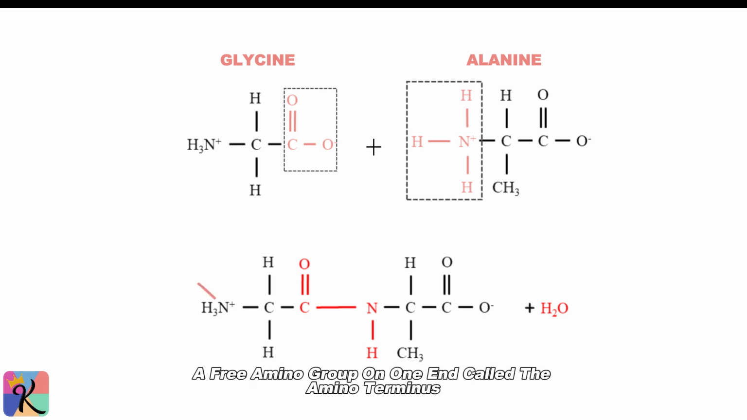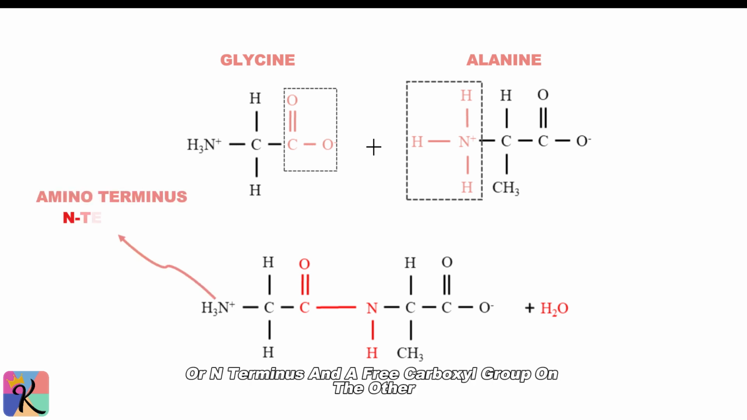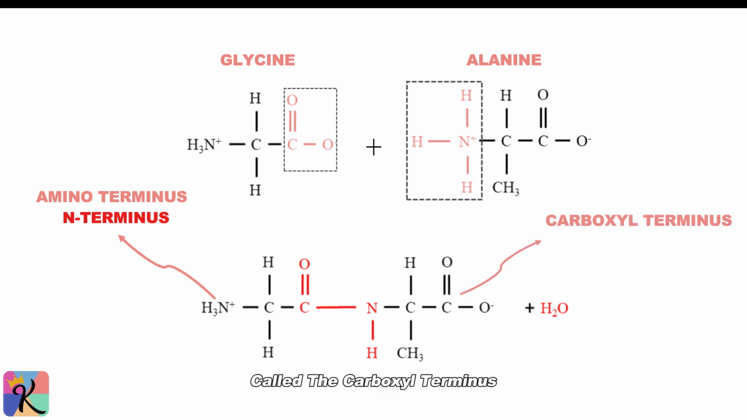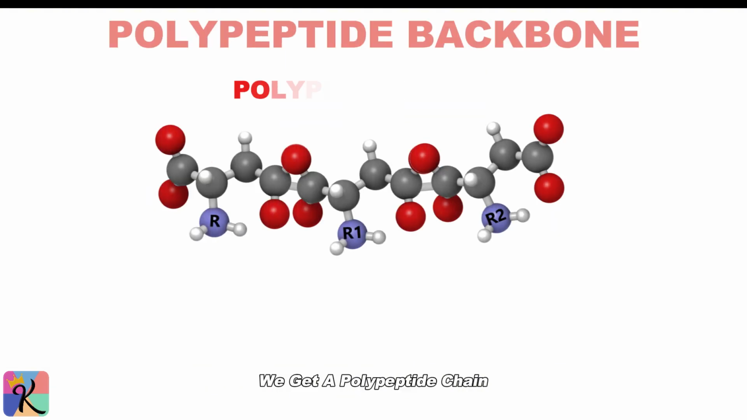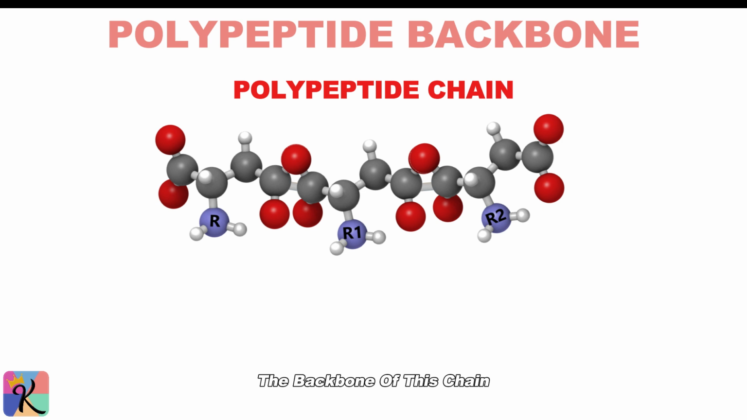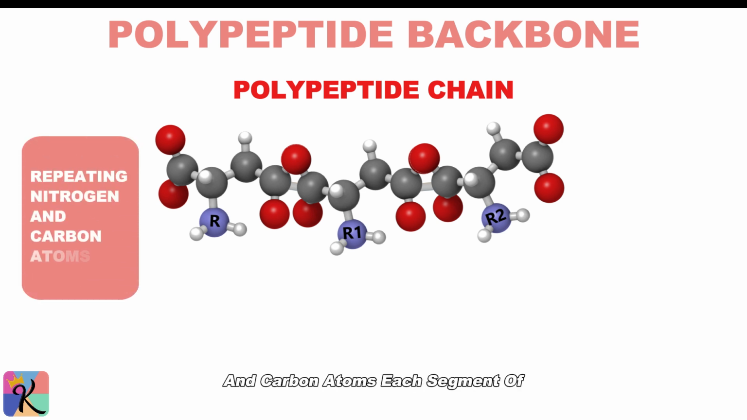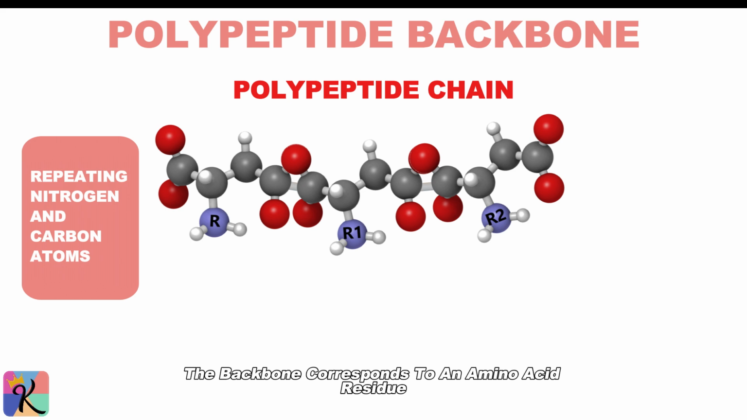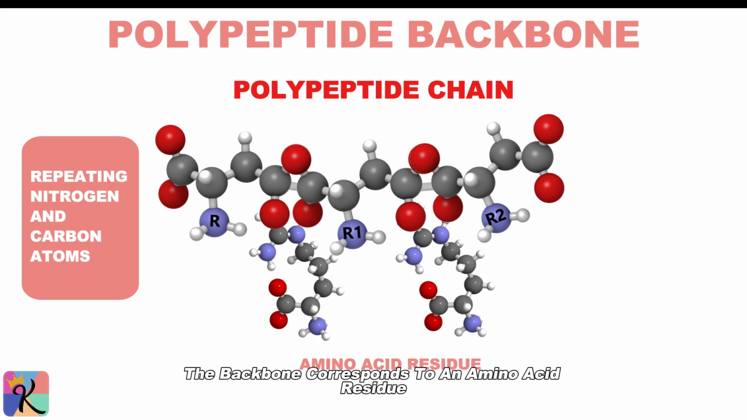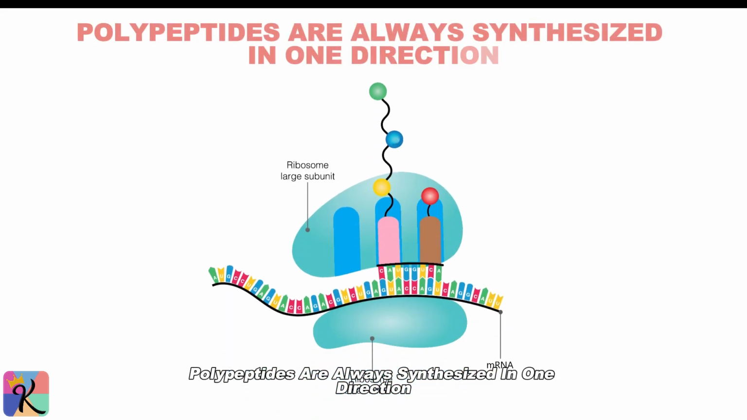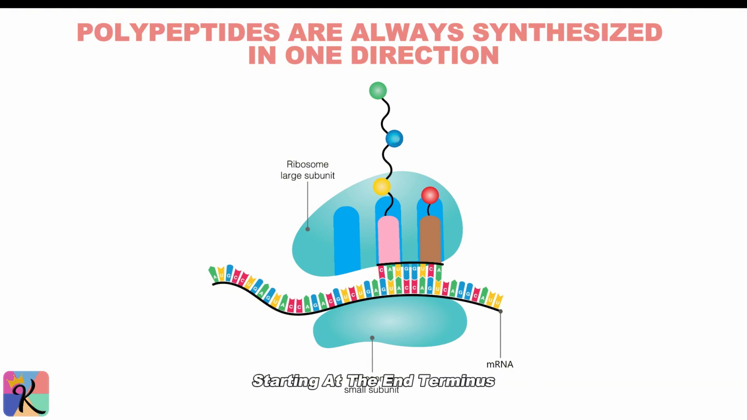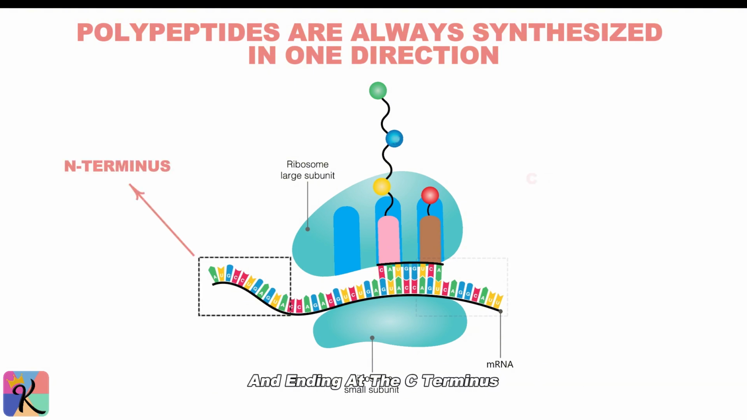A free amino group on one end, called the amino terminus or N-terminus, and a free carboxyl group on the other, called the carboxyl terminus or C-terminus. Now, as more amino acids join together, we get a polypeptide chain. The backbone of this chain consists of repeating nitrogen and carbon atoms. Each segment of the backbone corresponds to an amino acid residue, and this regular pattern is what gives polypeptides their stability and structure. Polypeptides are always synthesized in one direction, starting at the N-terminus and ending at the C-terminus.